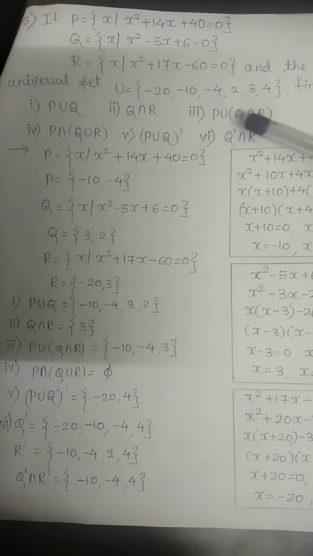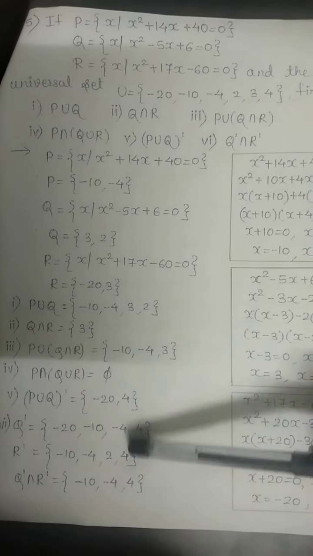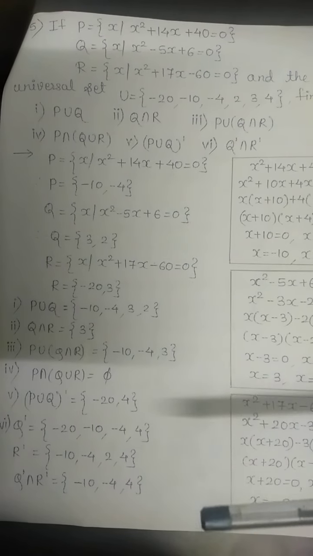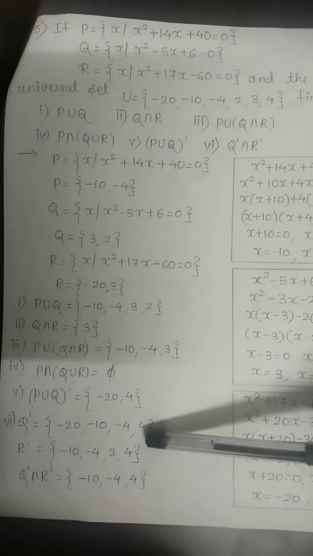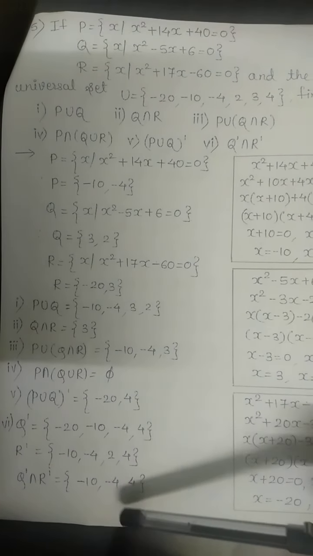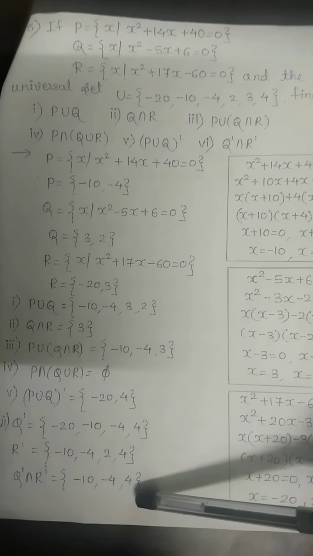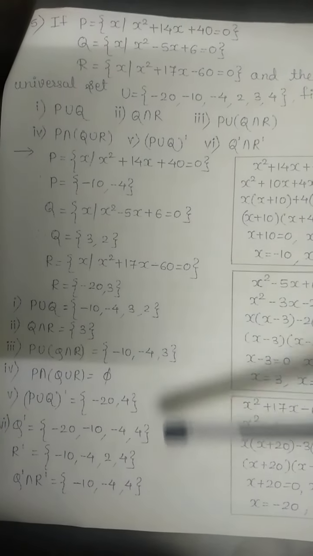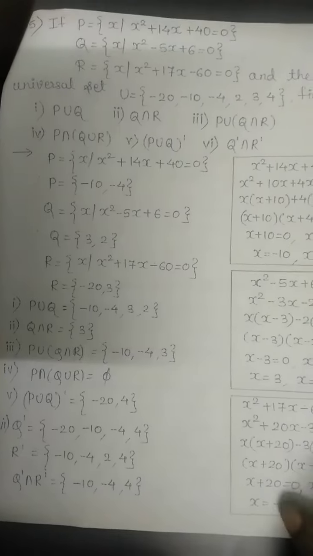Now since we require the intersection of these two, that means the common elements which are present in both. So the answer is -10, -4 and 4. So these all are the answer for this question.